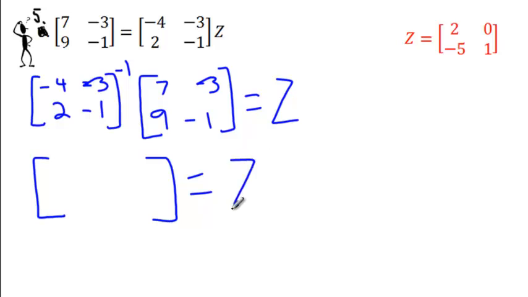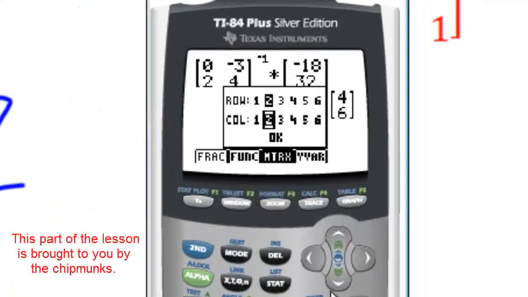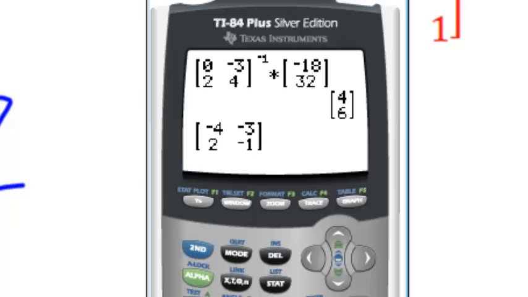And that's going to equal z. How do I get that? I jump on my calculator, and we're going to say alpha F3. We're going to do a 2 by 2 matrix. So hit enter, scroll down, hit enter, -4, scroll over, negative 3, scroll over, 2, scroll over, negative 1. There's my first matrix, and I'm supposed to take the inverse.